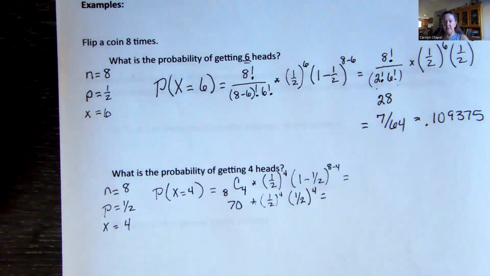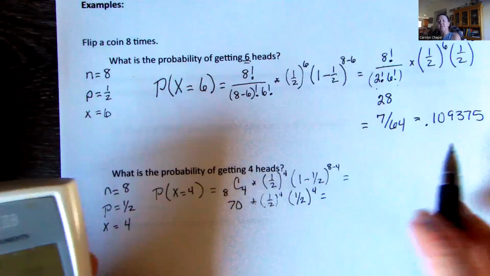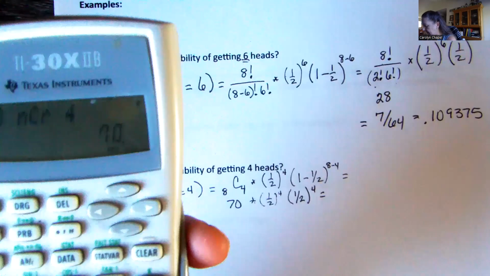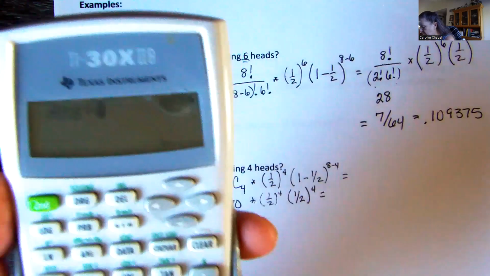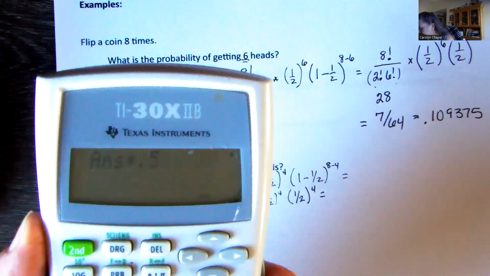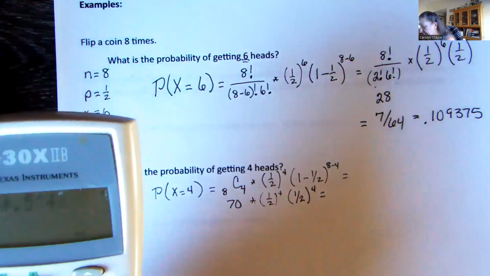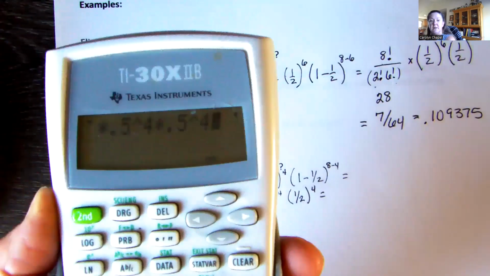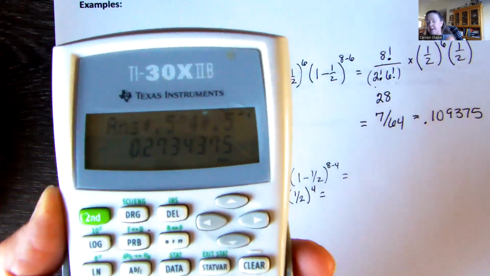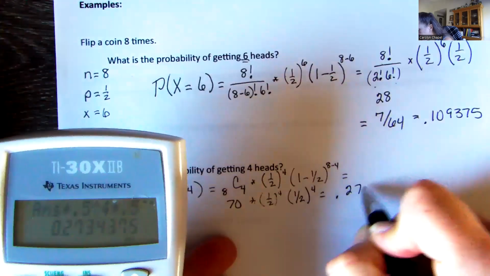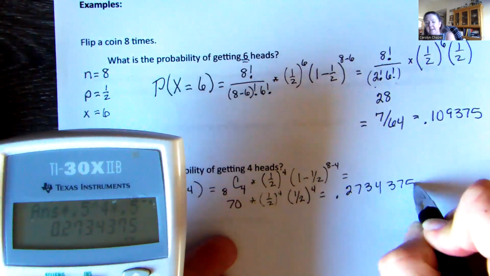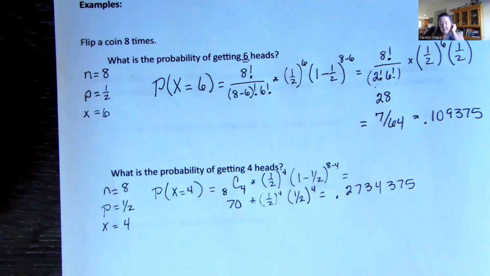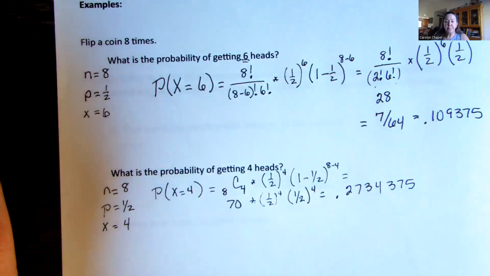I'm going to do this one using decimals, so we can see that it does give me just the decimal form. So there's my 70 in there. So I'm going to multiply that by 0.5, because that's 1/2, raised to the 4th, and then multiply that again by 0.5 raised to the 4th. So there's my keys in there. Hit my equal button, and I get 0.2734375. And again, make sure when you're entering these answers into your homework system, you do round it to however many decimals they want you to.